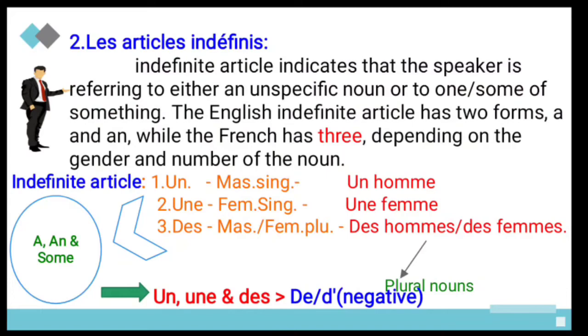De is used for the masculine plural as well as the feminine plural. Des garçons, some boys; des filles, some girls. These are plural nouns, and when you are changing into the negative form, the indefinite article has to be changed to de or d'. I'll tell you that in the next slide.